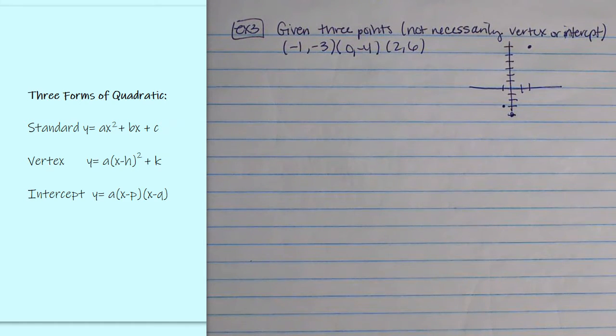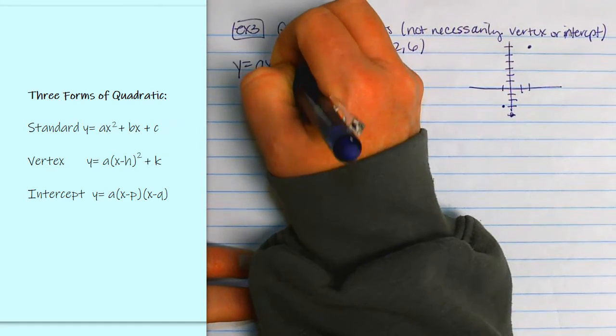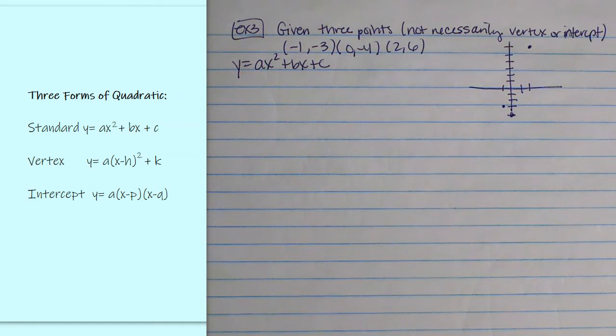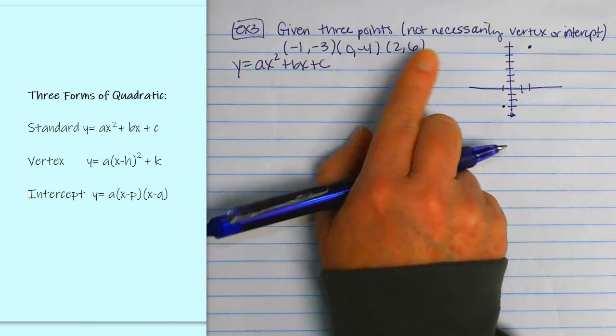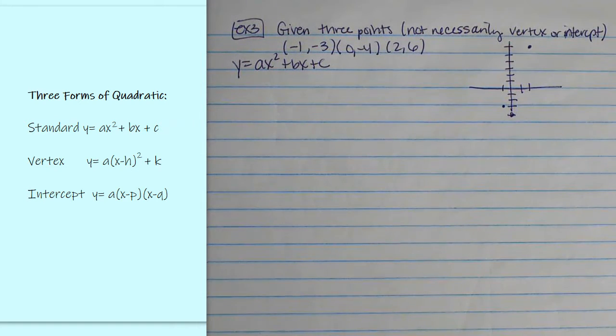Given that I don't have the vertex or an intercept, I'm not going to use either of those equations on the left-hand side. I am going to use the standard form, which I'll rewrite here: y equals a x squared plus bx plus c. And I don't know a, b, or c. So instead I'm going to plug in this point for x and y, and then this point, and then this point, and I'm going to have 3 equations with 3 variables to solve for. This takes us back to an earlier chapter when we had to solve for 3 variables. So let's see what that does.